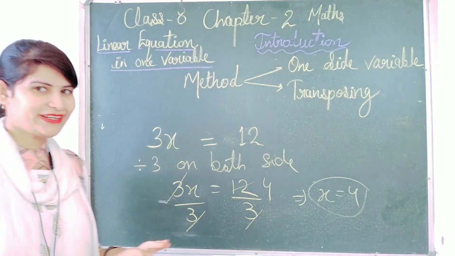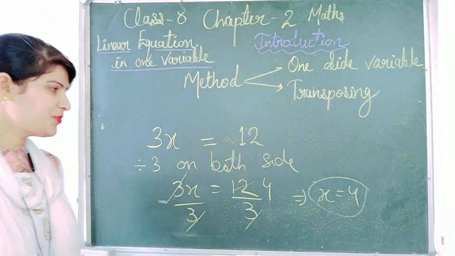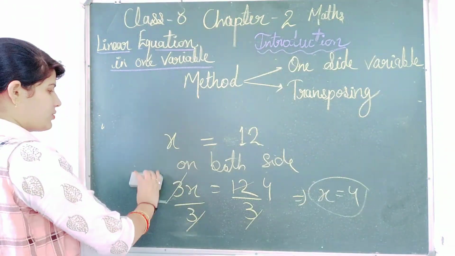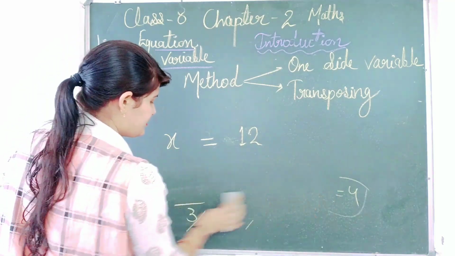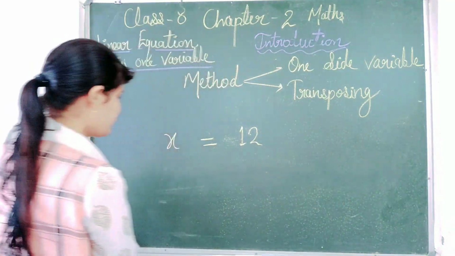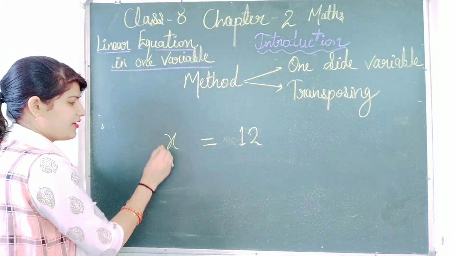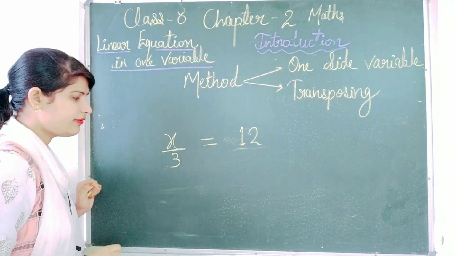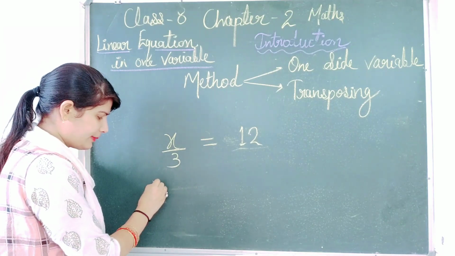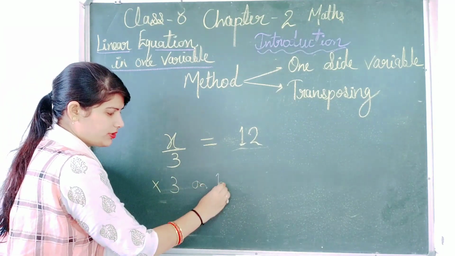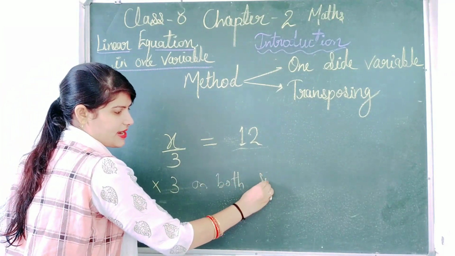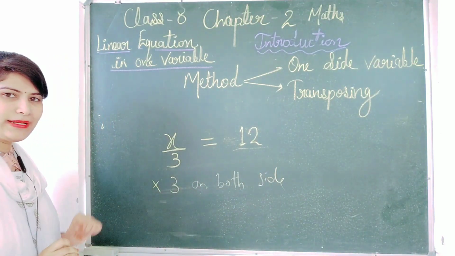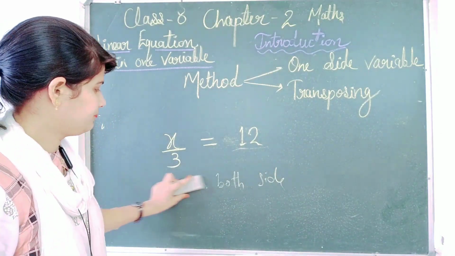Now what about the case of division? You know very well about division. Simple. If there is x upon 3 equal to 12, what we have to do is multiply 3 on both sides. So by multiplying, what will we get?